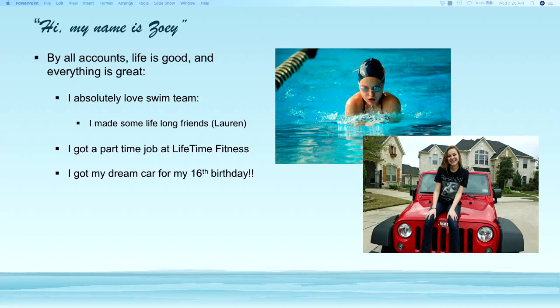By all accounts, life is good and everything is great. I absolutely love swim team. I made some lifelong friends, my friend Lauren. I got a part-time job at Lifetime Fitness, and I got my dream vehicle for my 16th birthday. My dad bought me a Jeep. So life was good.